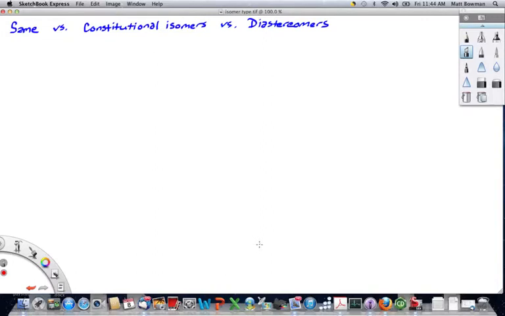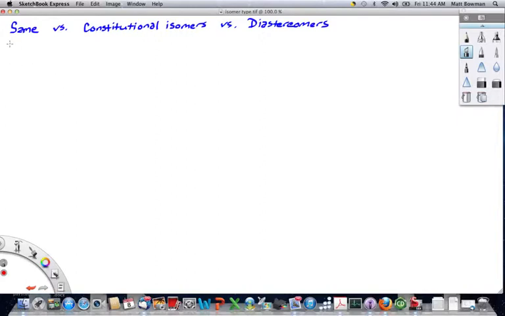One skill that you need to develop is looking at two molecules and deciding what the relationship between them is. Whether they are the same molecule, just drawn differently, or whether they are isomers. In the case of isomers, there are a couple of different versions: constitutional isomers and diastereomers. Later on, we'll learn another type called enantiomers, but right now let's just focus on constitutional isomers and diastereomers.